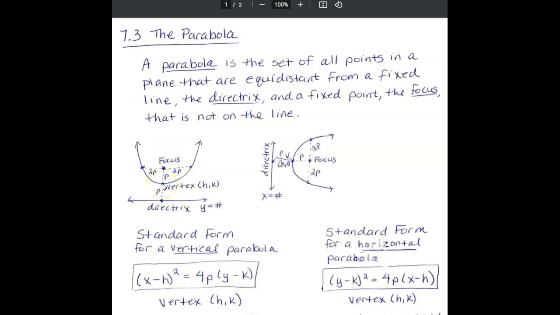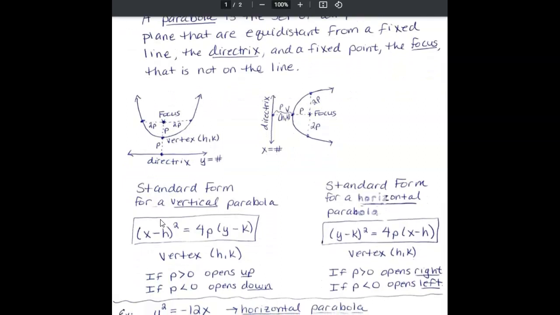So in a vertical parabola, one that is going to open upward or downward, that would be the type we talked about before, we can find our vertex (h, k). And then from our standard form, we can identify this number p that will tell us how far to move from the vertex to reach our focus and our directrix. So let's look at these equations as we talk about these pictures.